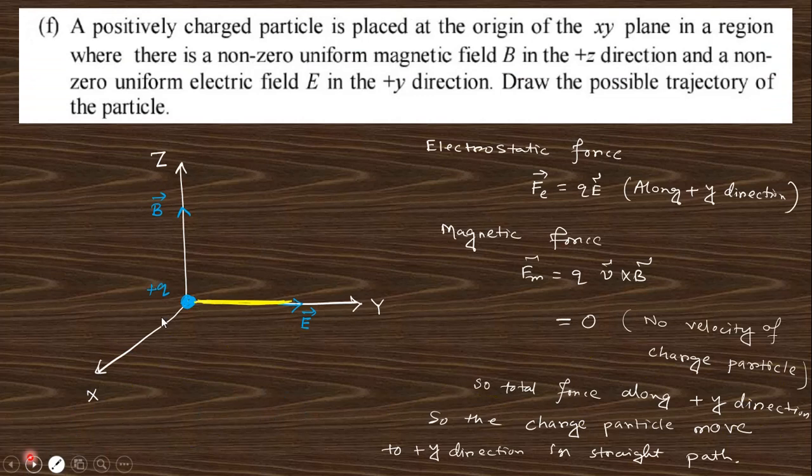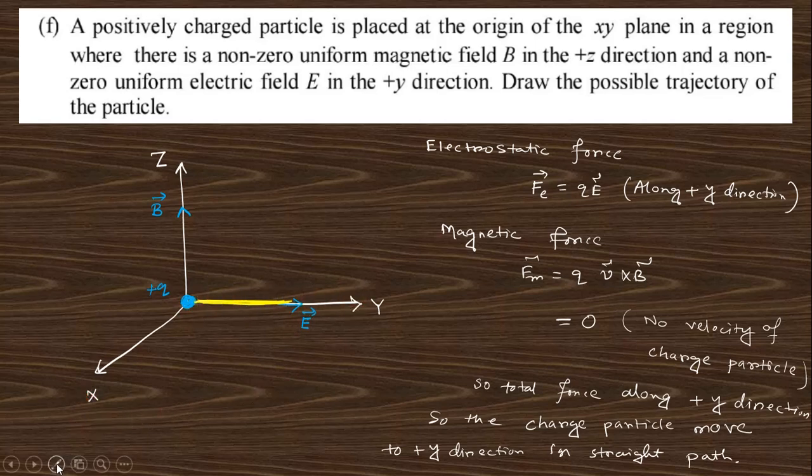Next, a positively charged particle is placed at the origin of the xy plane in a region with a non-zero uniform magnetic field along the z direction and a non-zero electric field along the y direction. Draw the possible trajectory. You know the force due to the electric field is qE. So with the electric field along the y direction, there is a force in the y direction, and the magnetic force is q v cross B. Since there is no velocity of this charged particle, the magnetic force is zero. So only the electric force exists, which is along the y axis. That's why the trajectory will be a straight line along the y direction.